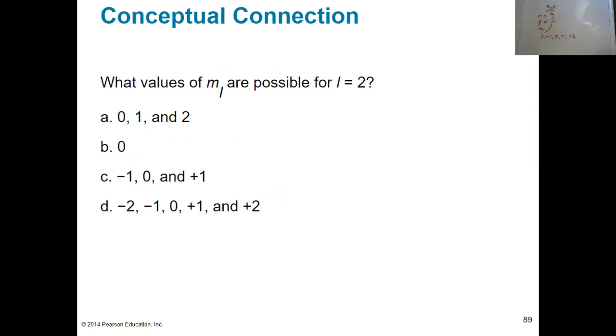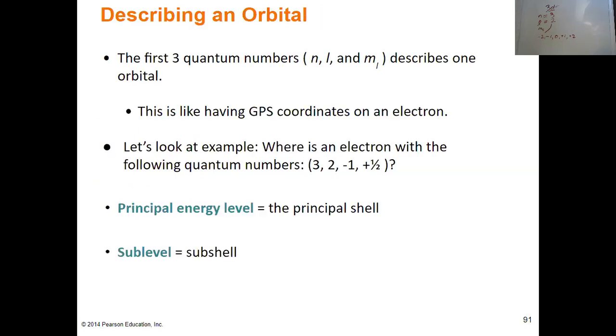What values of m sub L are possible for L equals 2? Well, we just did that one, right? If L equals 2, my m sub L values can be -2 to +2. The first 3 quantum numbers, the n value, the L value, and the m sub L value, describe one orbital. Literally like you're trying to use a GPS to locate your electron.